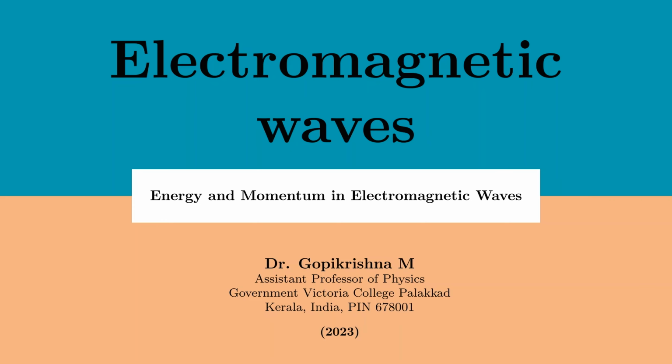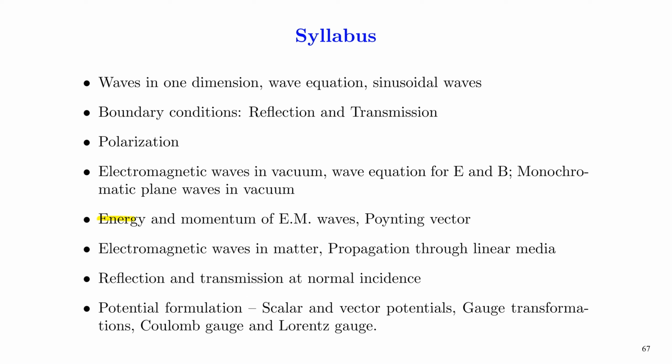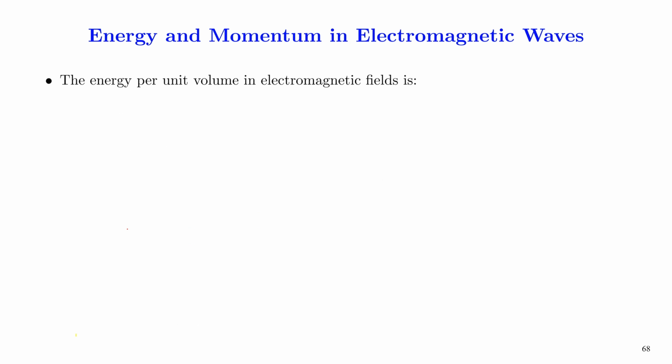Electromagnetic waves carry finite energy and momentum. Let's account for it. The energy per unit volume in electromagnetic fields is given by U equal to U_E plus U_M, which is the sum of energy stored in the electric and magnetic fields.